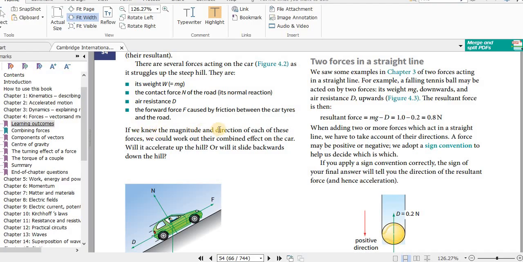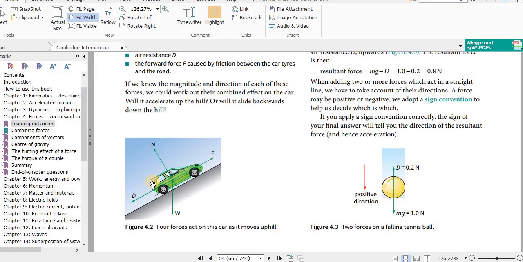Okay, if we knew the magnitude and direction of each of the forces, we could work out their combined effect on the car. Will it accelerate up the hill or will it slide backwards down the hill? So once we know the resultant force, we can have an idea what will happen to it eventually if that force is the net force on this vehicle.